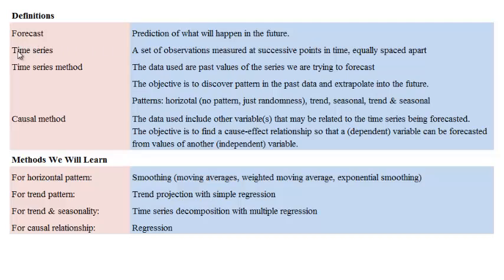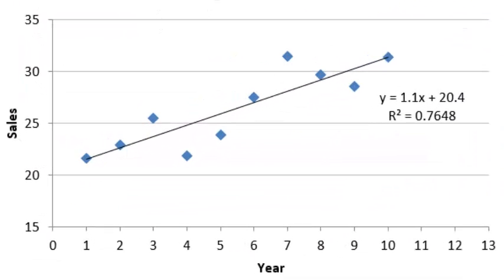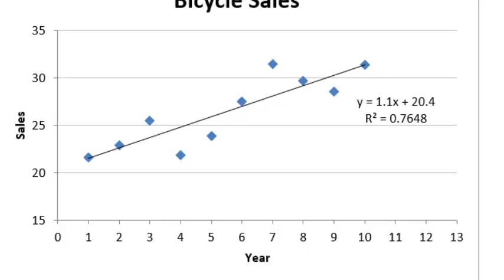We'll be looking at time series data. A time series means a set of numbers measured at successive points in time, like every week or every month. We'll look at a variety of time series methods where we try to discover the pattern in the past data and extrapolate into the future. For instance, here you can see there is an upward trend in the data. From this, we could assume that our future sales will be higher than now.